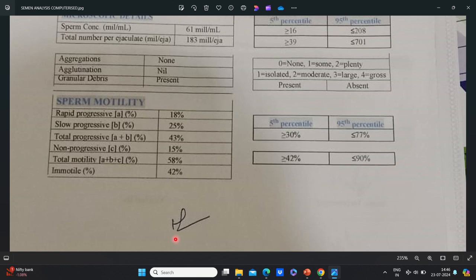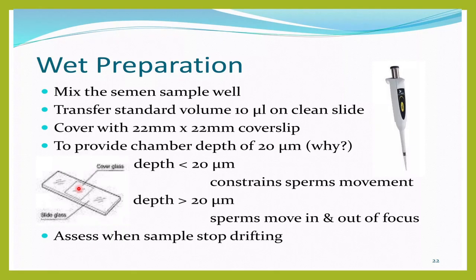This is a semen analysis report where you can see they have graded the rapidly progressive, slowly progressive, the total progressive sperms, that is rapidly plus slowly progressive, the non-progressive sperms, and immotile sperms. How do we assess the sperm motility? You will have to mix the semen sample well. Then you have to transfer around 10 microliters of the semen sample on a clean slide, and cover it with a coverslip, around 22 millimeter.